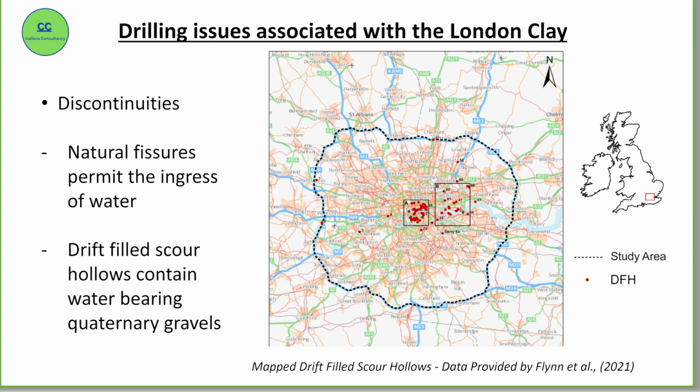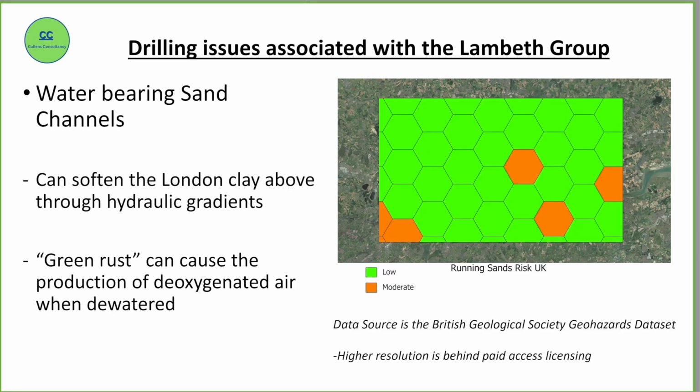The Lambeth Group also contains features limiting tunnelling capabilities. Water-bearing sand channels require extensive dewatering measures before drilling, especially when in direct hydraulic continuity with local aquifers. Sand channels can also interact with the London clay above through hydraulic gradients, lowering the bearing capacity and shear strength of the clay above them.